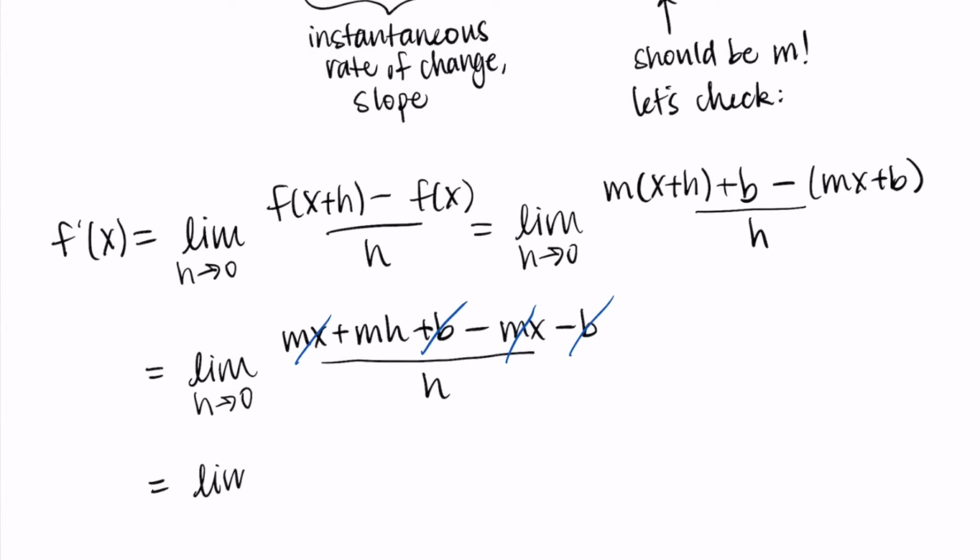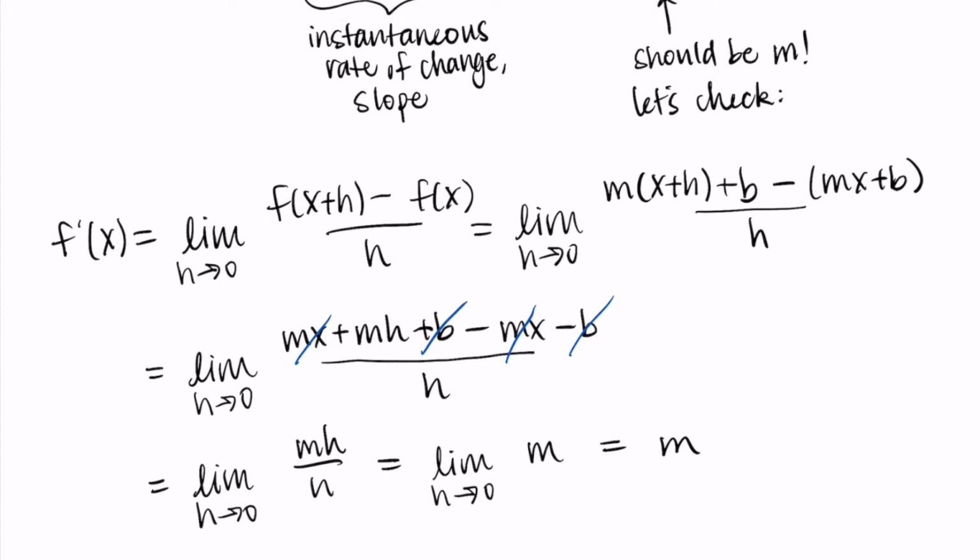Then rewriting this, we still have our limit, and we're left with just mh divided by h. Those h's can cancel out, so I just have the limit as h approaches 0 of m. And since this doesn't have any h's to send to 0 left, we've gotten rid of all of them, the limit is just m, so the limit is just the slope of the line. So this is our formal proof that the derivative of a linear function mx plus b is just m, the slope of the line.